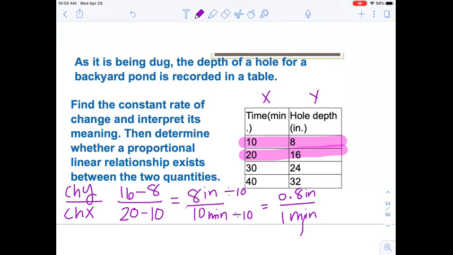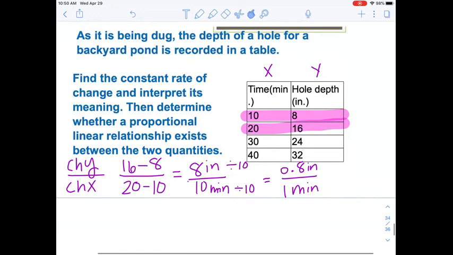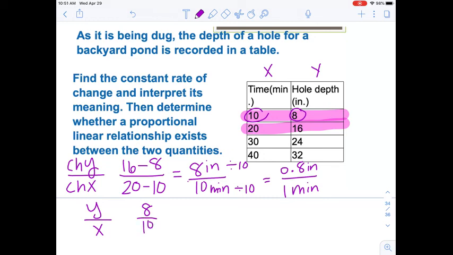Then it says, determine whether a proportional linear relationship exists. So all I'm going to do for that is to just check a couple of these values, y over x, and see if that ratio is the same. So I'll start with the first one, 8 over 10. I'm going to simplify that, divide both by 2, so I have 4/5. Then I am going to, let's just choose the last one. 32 is y, so I have 32 over 40. Doesn't matter which ones you pick.